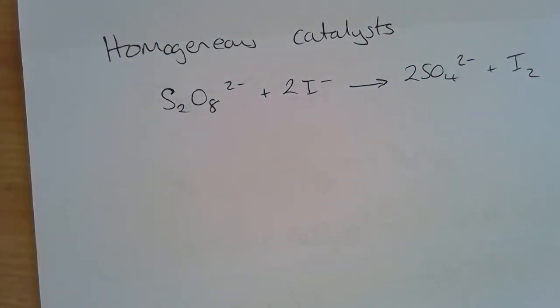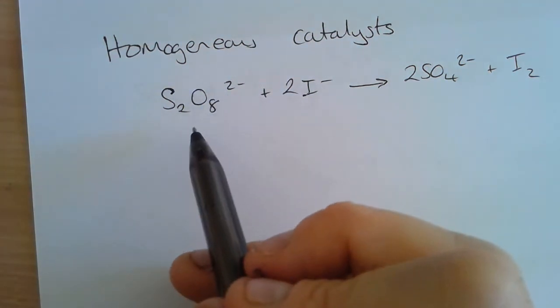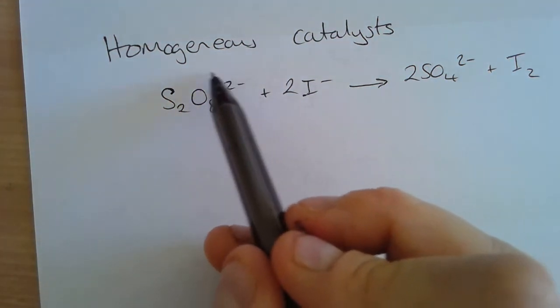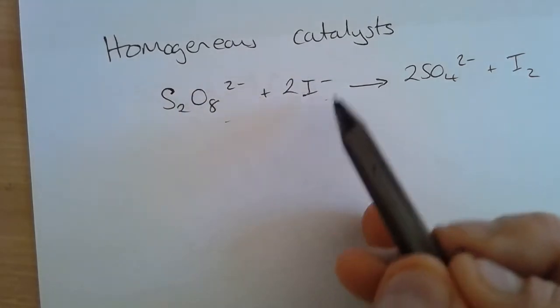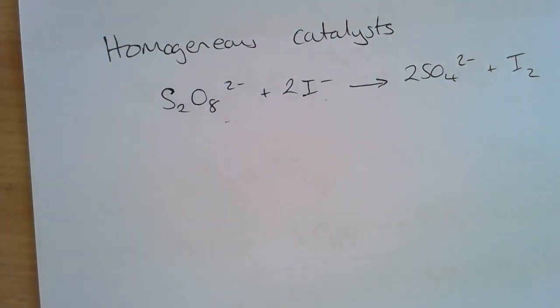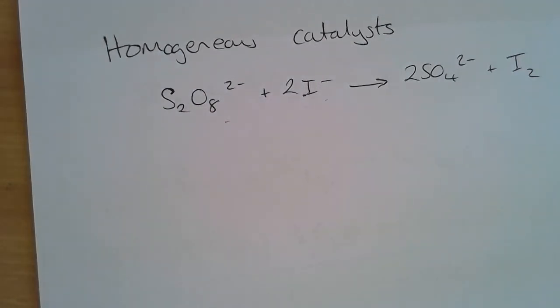sulfate ions and iodine. Now, this reaction has a very high activation energy, and the reason is that we have a negatively charged peroxydisulfate ion and negatively charged iodide ions. So these ions are going to repel each other when they approach each other, which means that the reaction happens very slowly because the chance of a collision between these ions occurring spontaneously is low because of the repulsion between them.